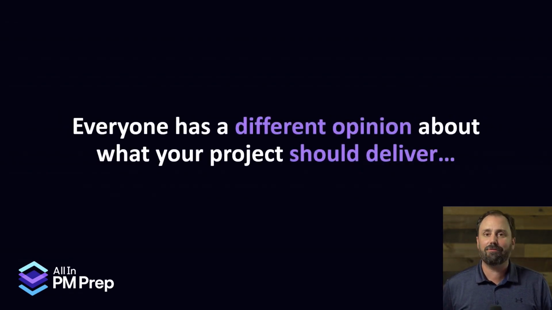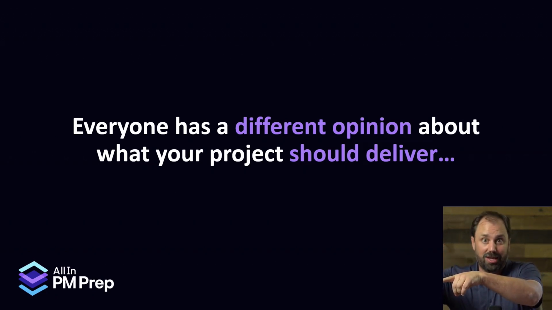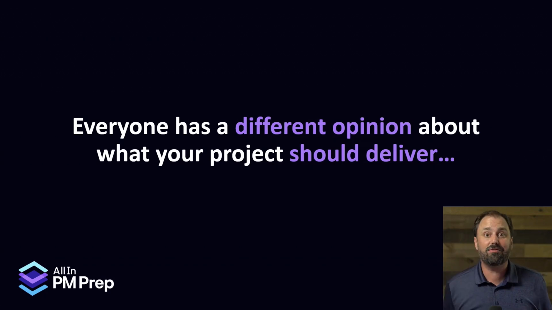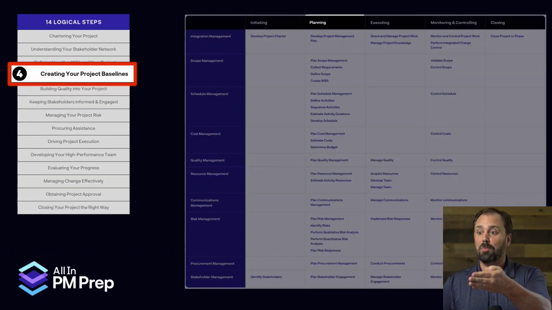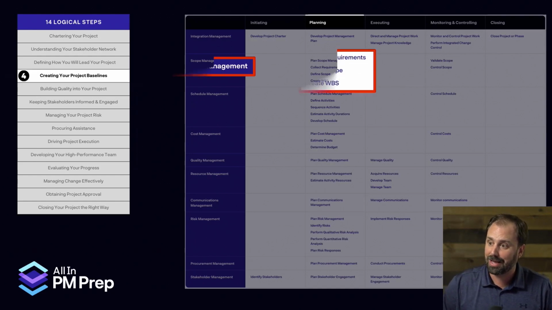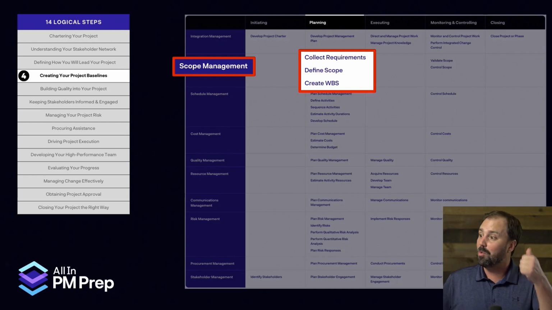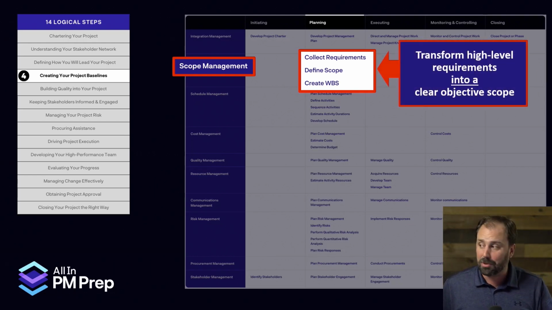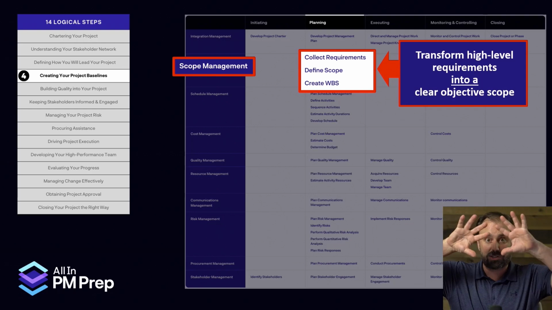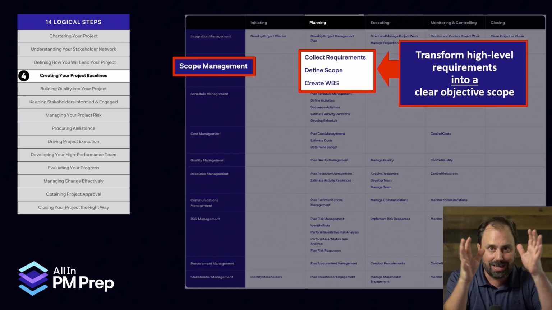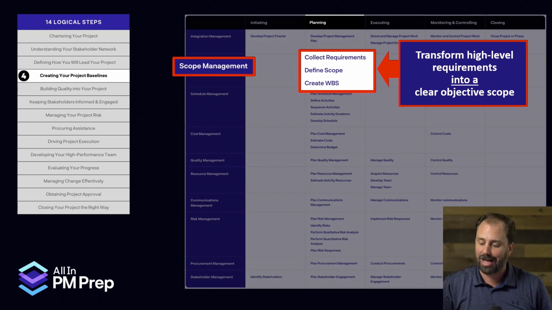Everybody, their brother, their sister, their grandma, their uncle has an idea and an opinion about what your project should deliver, could deliver, and will deliver, okay? And they're all pestering you with their individual desires. So what do you do, okay? Well, in this process, creating our project baselines, we need to follow the yellow brick road for scope management. We need to follow these 3 processes. They're going to help us transform our high-level requirements and all the potential requirements in the world into a clear, objective scope. That's what we're trying to do.